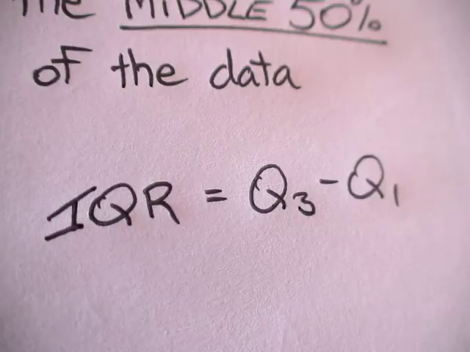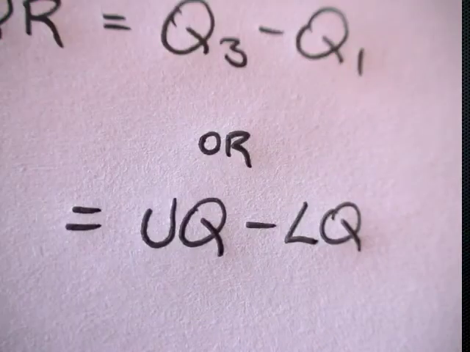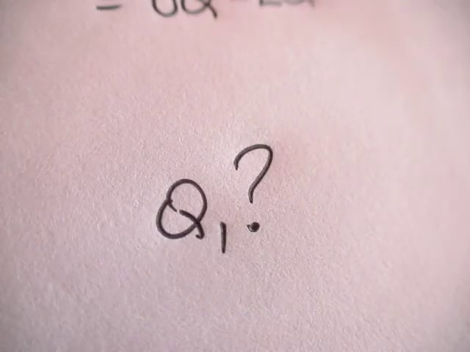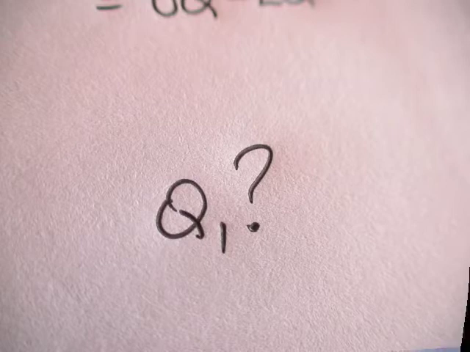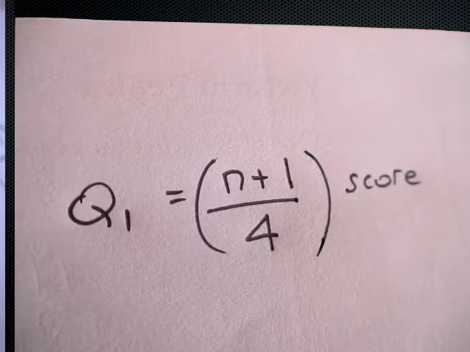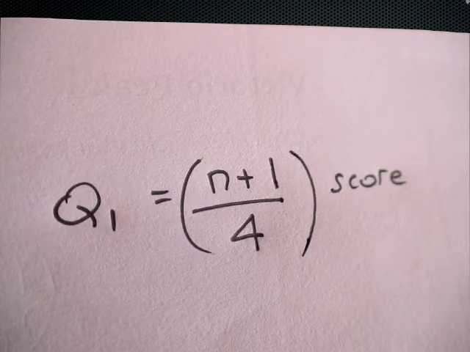We have a formula, which we've expressed before: Q3 minus Q1, sometimes written as upper quartile minus lower quartile. The next question is, though, how do you find Q3? How do you find Q1? We have a formula. Q1 is simply the (n plus 1) on 4 score.